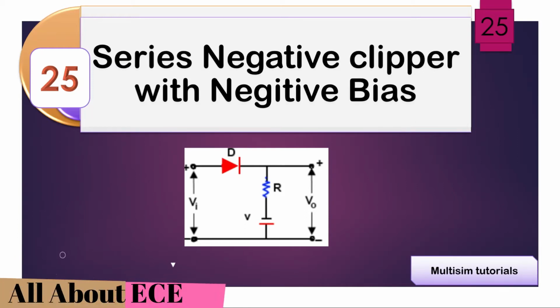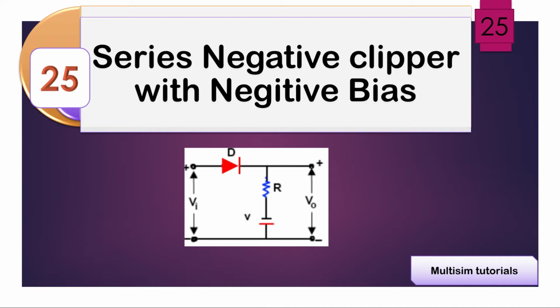In this session, we are going to discuss the series negative clipper with a negative bias. In the previous two lectures, we saw the series negative clipper operation of the circuit, and in the past lecture, we saw the series negative clipper with positive bias operation. So in this session, we are going to discuss the series negative clipper with negative bias circuit.